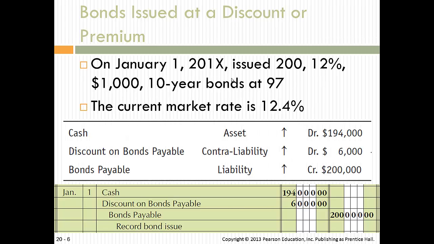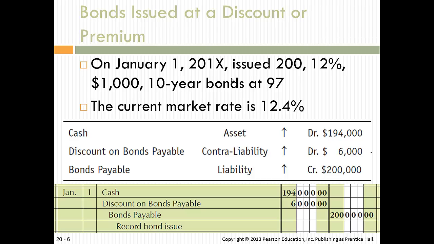Here's an example. On January 1st, Ronson Corporation issued 200 12% $1,000 10-year bonds at 97. At 97 means the company issued the bonds for 97% of their face value. If the face value of one bond is 1,000, 97% of 1,000 is 970. This results in a discount of $30 per bond.